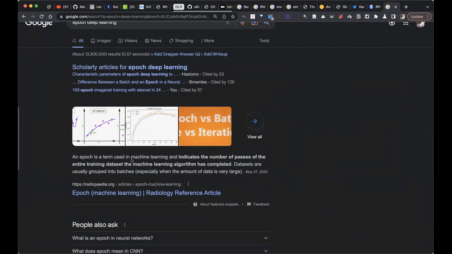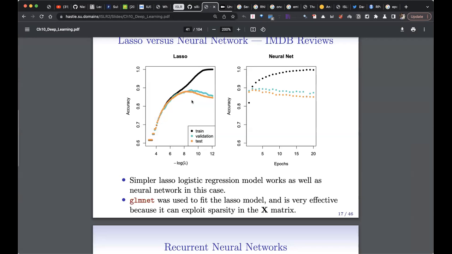Okay, an epoch is a term used in machine learning to indicate the number of passes of the entire training data set. Yep, that usually has a good batch. Yeah, so I think I'm close to right. So yeah, that's what epoch is.